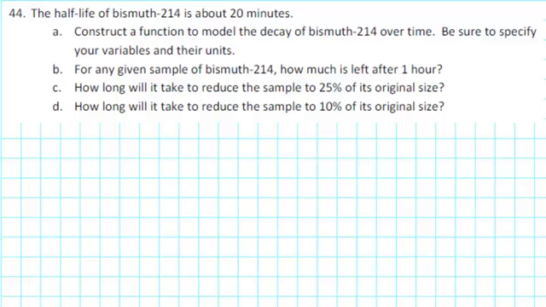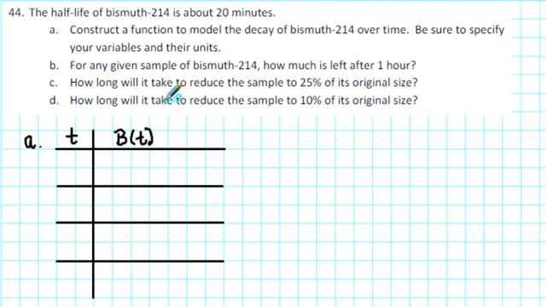To get started, let's make a table of values. We'll let T be the time in minutes, and we'll let B of T be the amount of bismuth-214 at a particular time. We're given that the half-life of bismuth-214 is about 20 minutes, so let's increment T by 20 minutes. We're not given how much bismuth-214 we have initially, so we're just going to use the symbol B sub 0 to represent the initial amount.